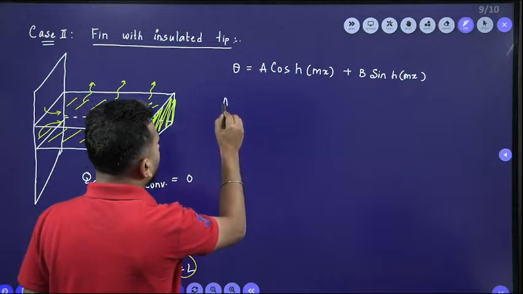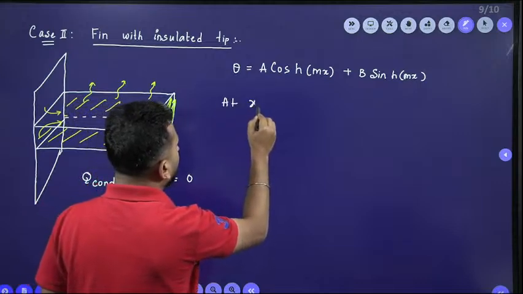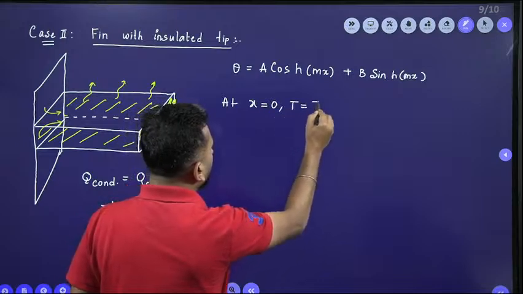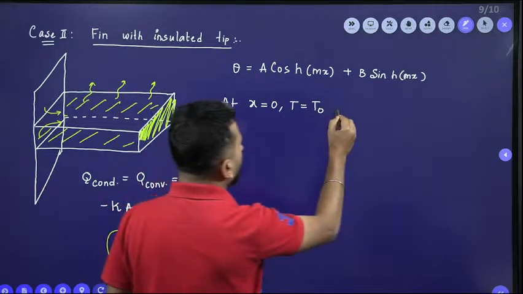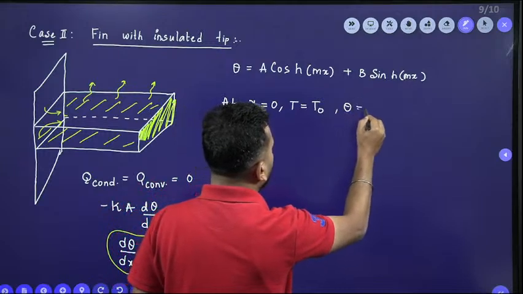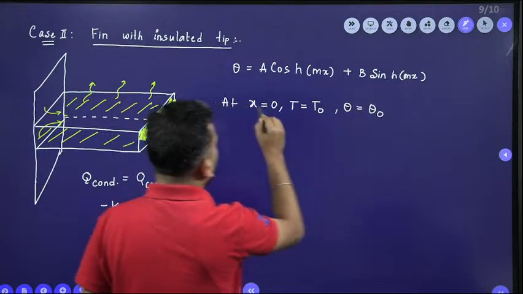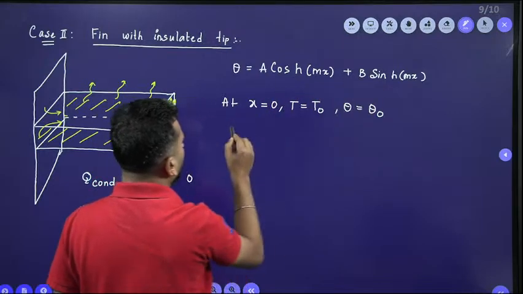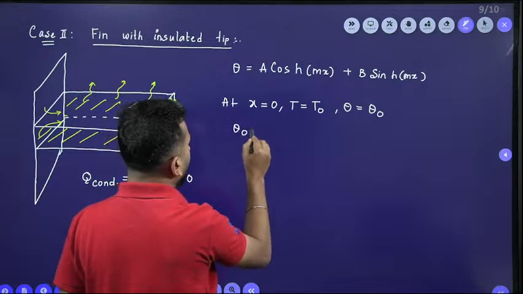So you know that the first boundary condition at x equal to 0, T is equal to T naught, and therefore theta is equal to theta naught. So when you substitute 0, cos 0 is 1, sin 0 is 0, so you get theta naught is equal to A.